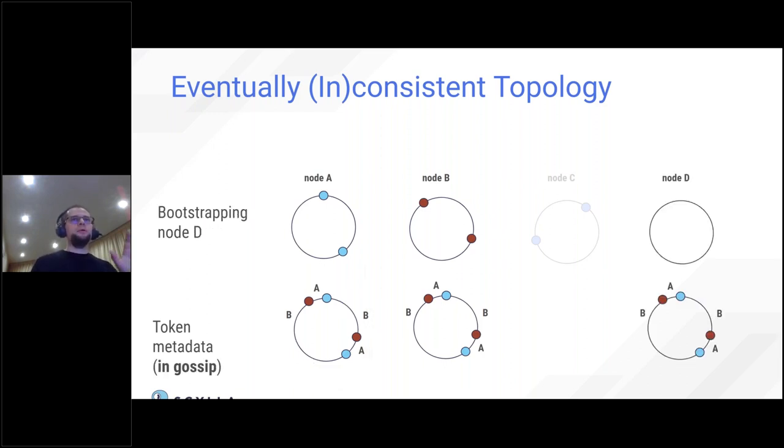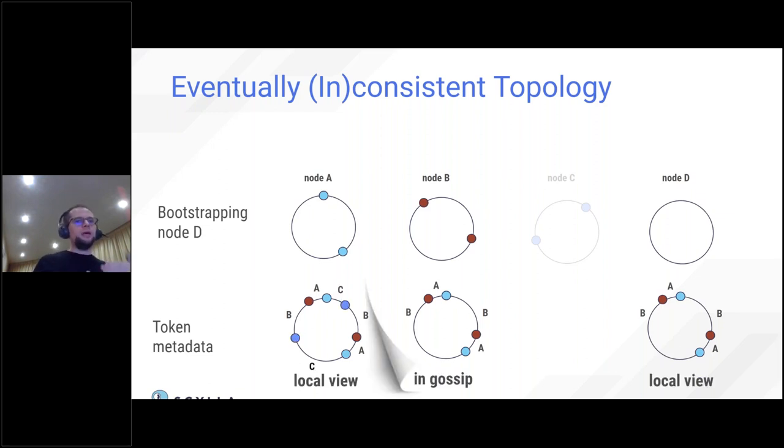Imagine you add a new node D to this. Node D will generate its own tokens and gossip them to all of the live nodes, but will not get the information about the tokens of node C. So in the end, you can get an inconsistent view of the topology between what D actually knows and what other nodes have.